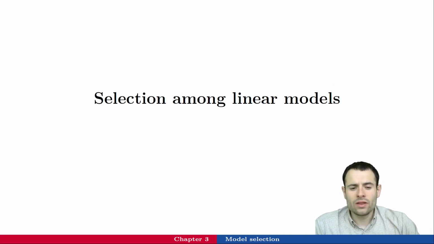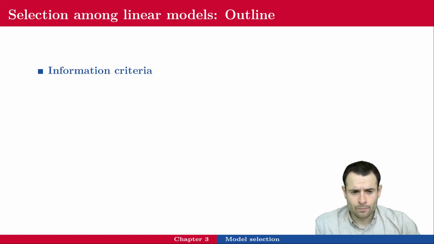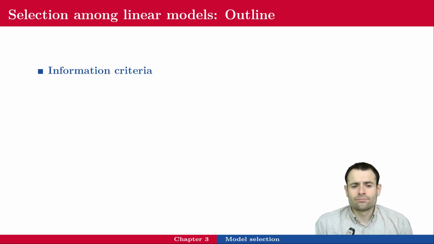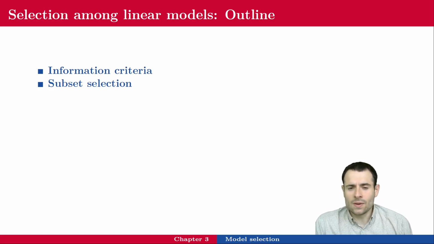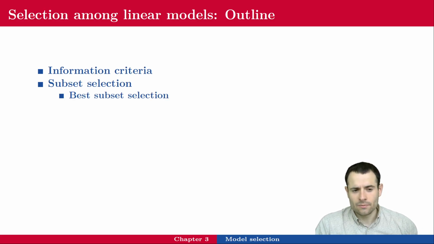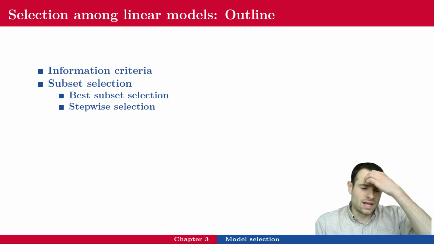So let's start with selection among linear models. We are going to cover many different methods. First of all, we'll cover information criteria. Those are formulas that include both the fact that the bias decreases with flexibility but the variance increases, and vice versa. Then I'll go to subset selection, which consists in choosing the optimal subset of variables. Which combination of x's should I include when I make my predictions? This includes best subset selection and stepwise selection.